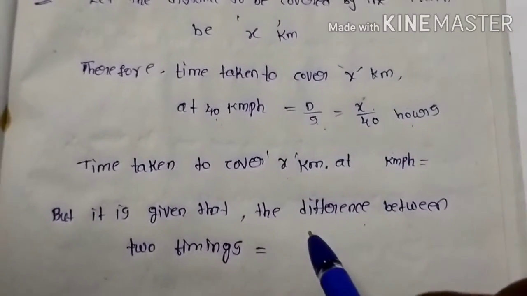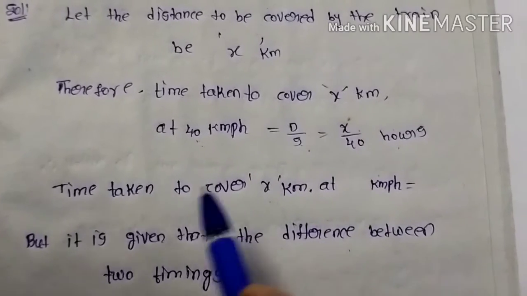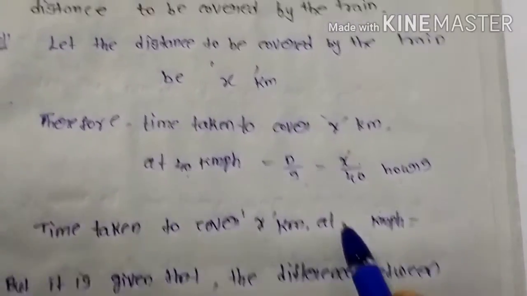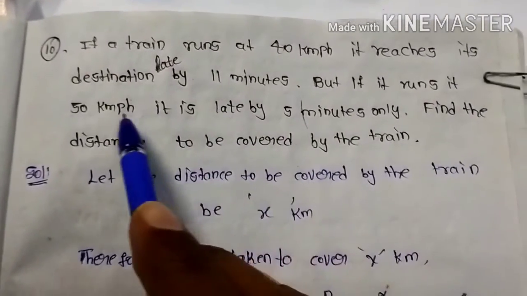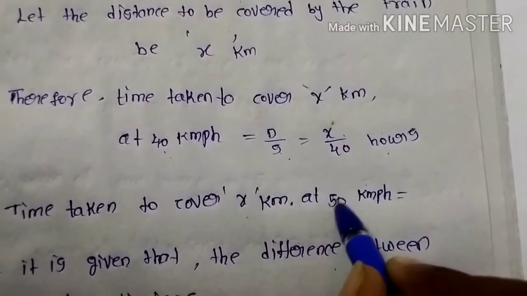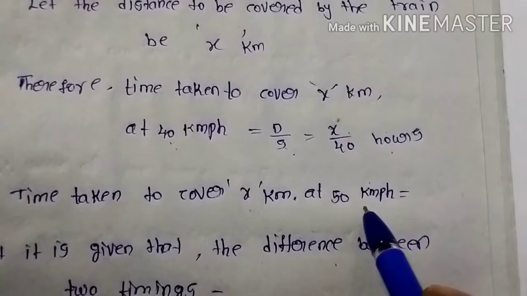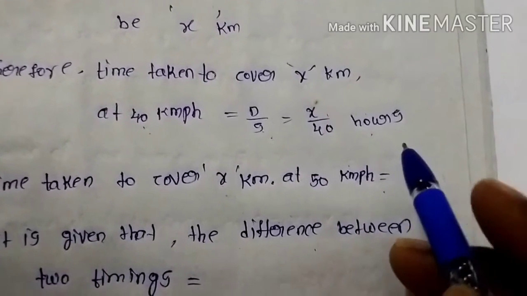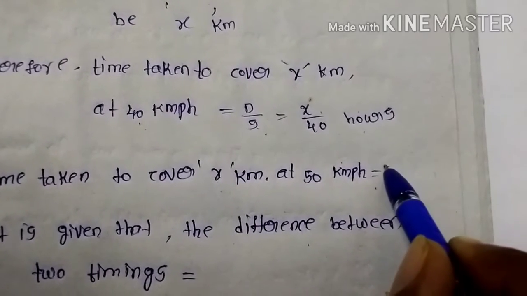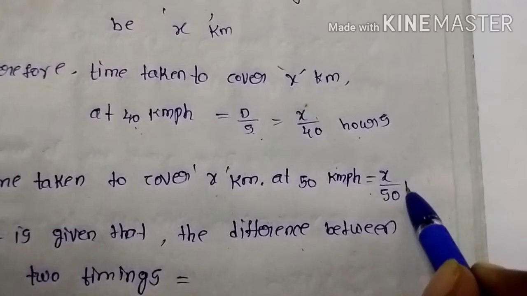Already they have increased the speed of the train. That means you can write the time taken to cover x kilometers at 50 kilometers per hour. You know the formula: time is equal to distance by speed. Distance is x, speed is 50. So the time is x by 50 hours.